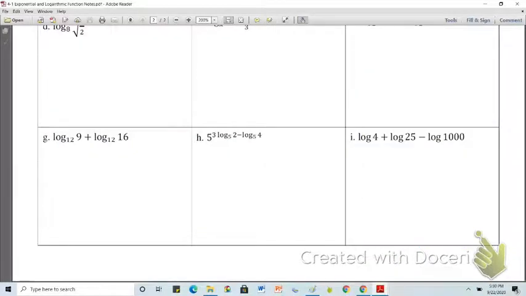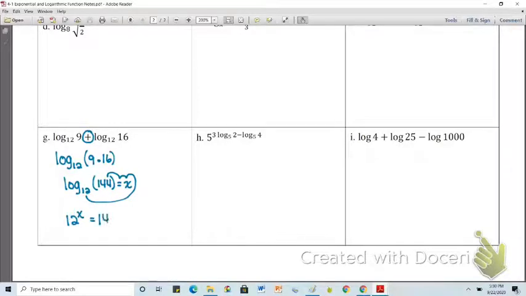So the last 3 questions. Plus really means times. So I'm going to do log base 12 of 9 times 16. So 9 times 16 is 144. Set equal to x and draw my hand. So that means 12 to what power gets me 144? x equals 2.